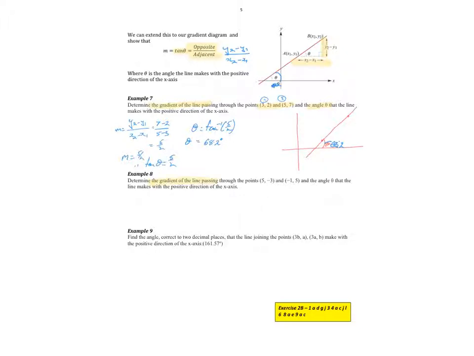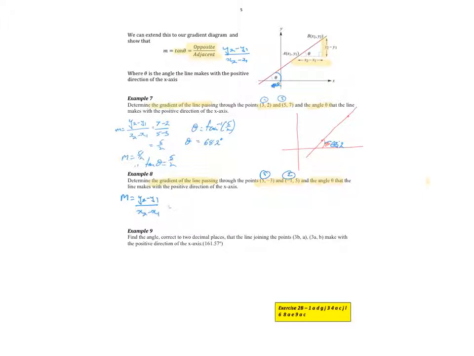Moving on to example 8, same thing, gradient of the line passing through the points. So we see that term gradient of the line, so we know we're working with y2 minus y1. The angle means we might need to use the tan theta relationship. So gradient is y2 minus y1 over x2 minus x1. Label the points, point 1, point 2.